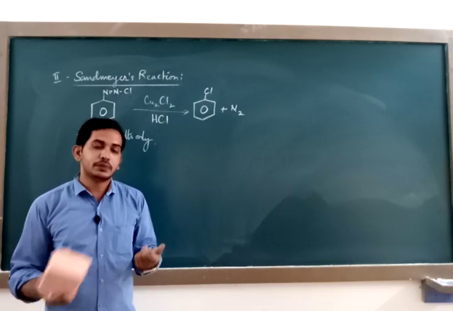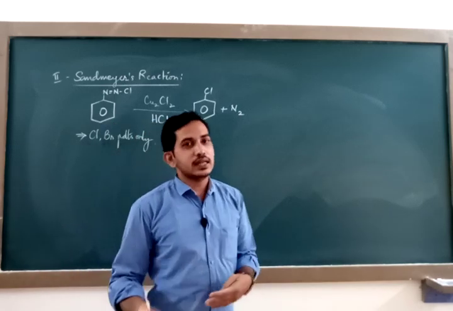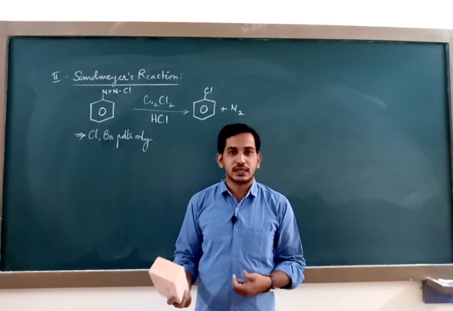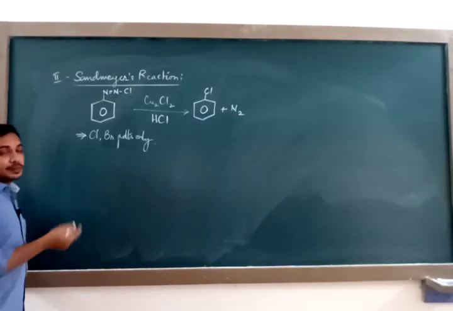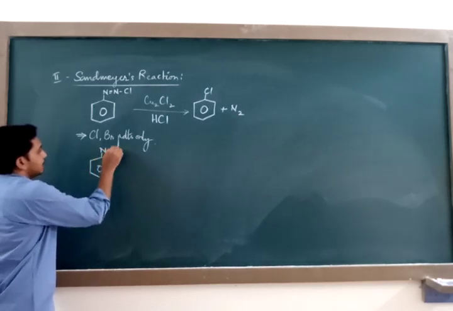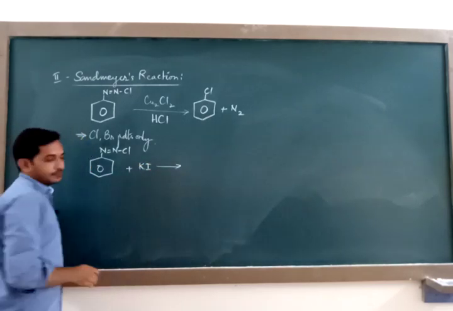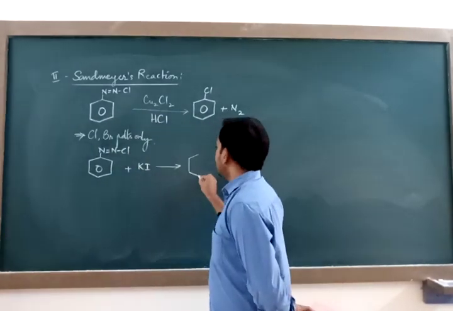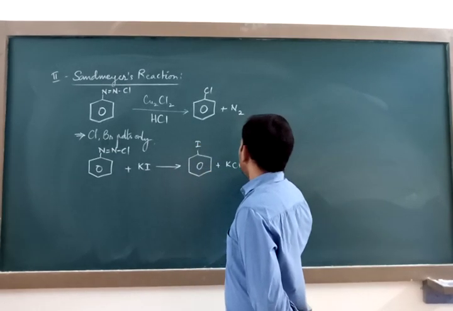The same can be told for preparation of bromobenzene also. Can you prepare other compounds, I mean iodobenzene and fluorobenzene, by this method? No, you cannot prepare. The other method is, if you want to prepare iodobenzene, then benzene diazonium chloride is simply shaken with potassium iodide. You will get iodobenzene plus KCl plus nitrogen.